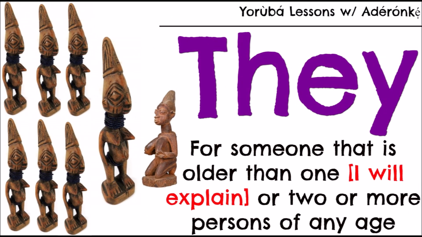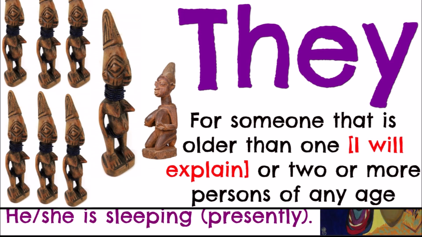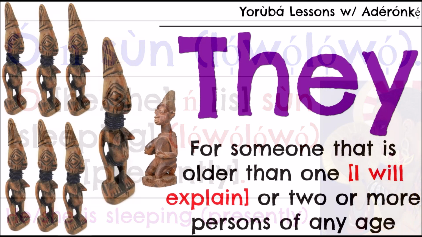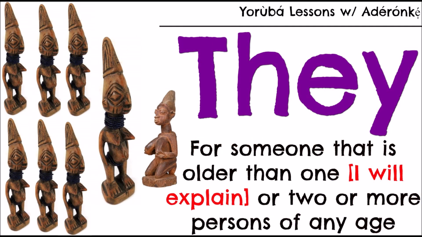Now, I said you can say he or she about someone, and that would be ó sùn. He or she is sleeping, right? For someone that is older than you, you cannot say ó. You can't say that about someone that is older than you. We kind of have singular pronouns for people that are younger or age mates, and then we have plural pronouns for adults or more than one person.